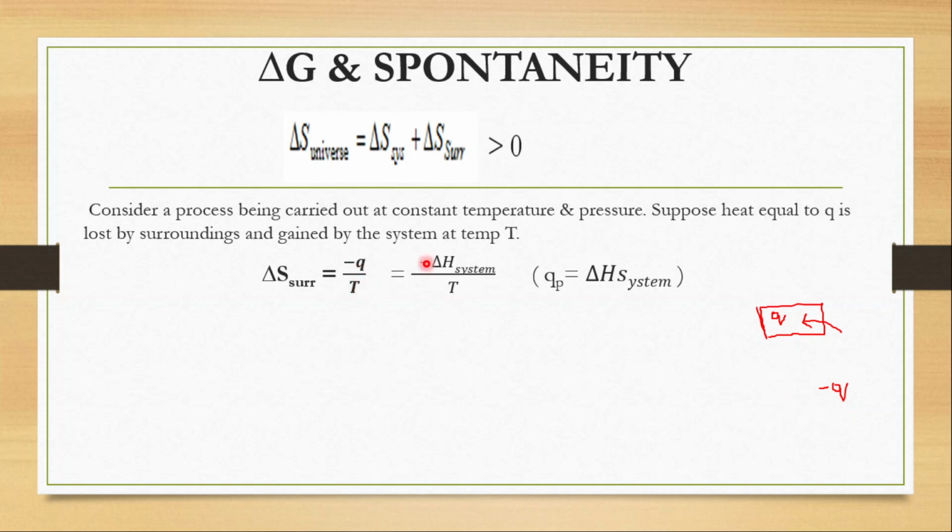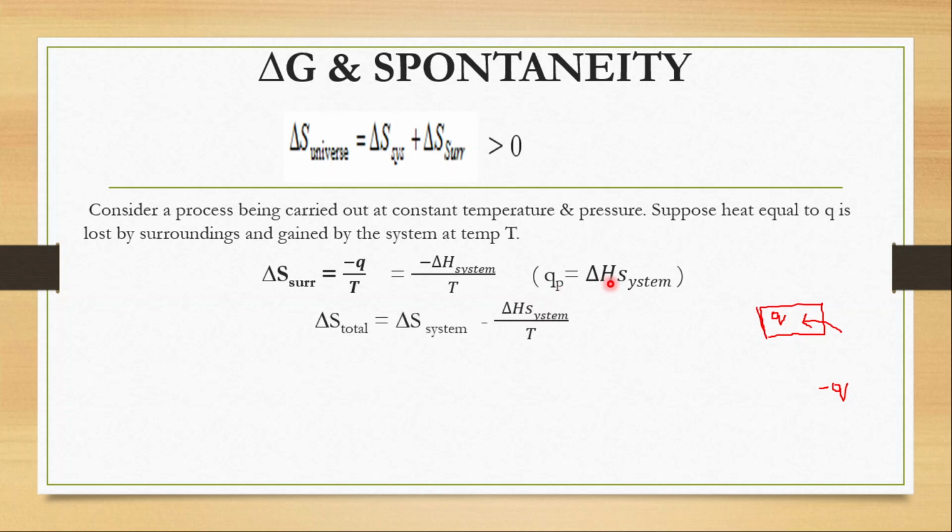And we have one more thing, which we saw in the beginning: heat at constant pressure is equal to delta H of the system. The process is carried out at constant pressure, so heat at constant pressure can be written as delta H.